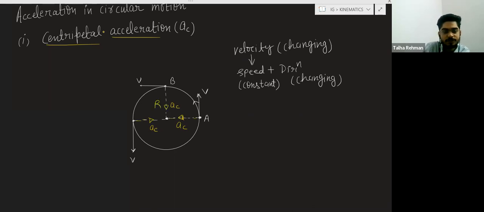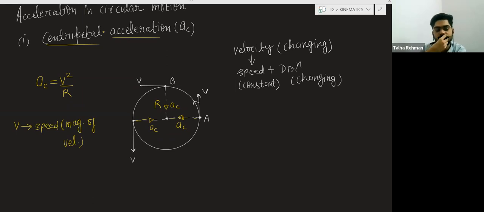So r is the radius of the circle. Centripetal acceleration is given by v square divided by r. What is v? Here v is the speed, or you can say the magnitude of the velocity. So this is centripetal acceleration.